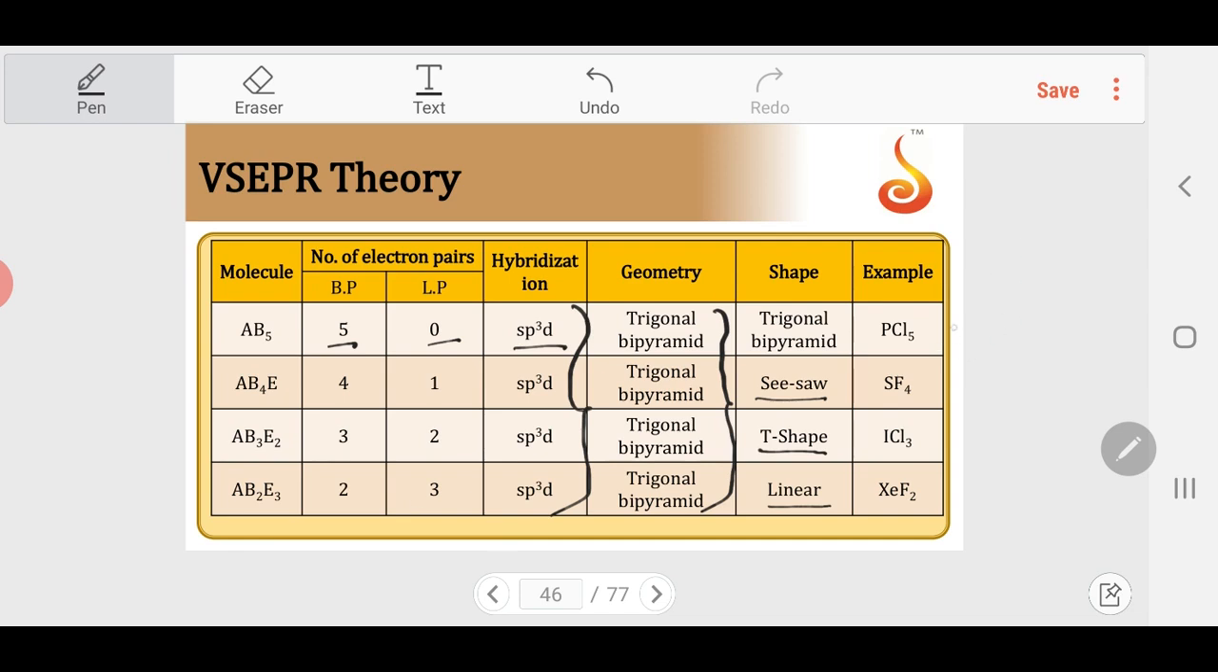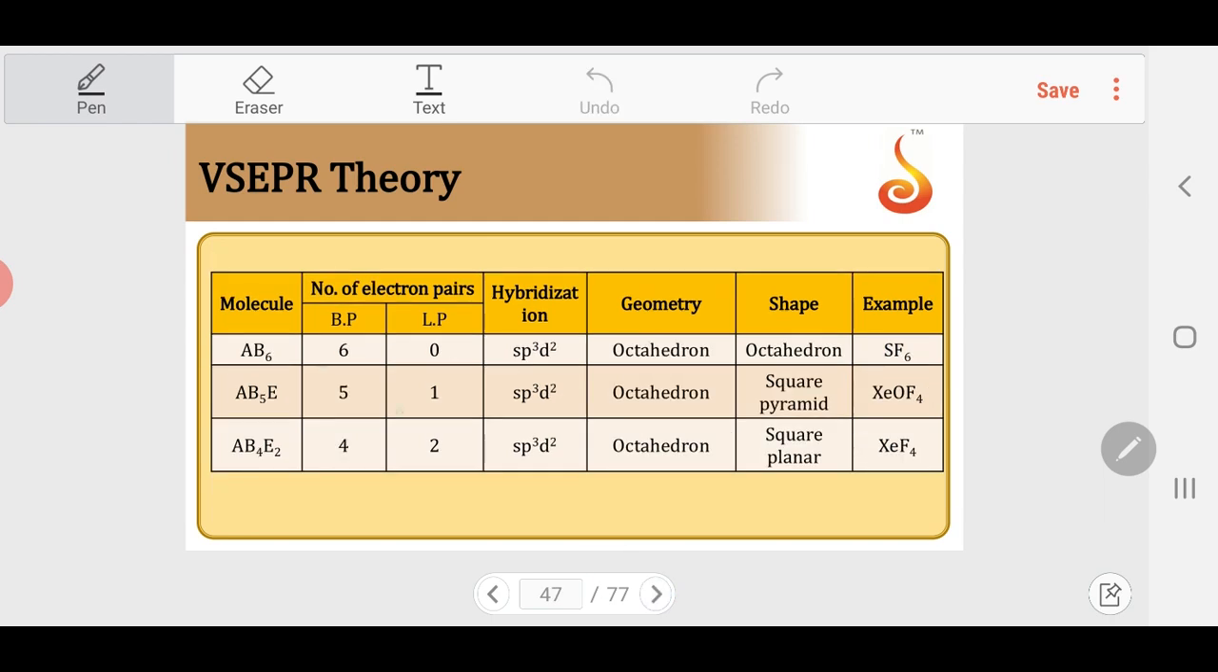Examples: for 5 bond pairs it is PCl5, 4 bond pair and 1 lone pair is SF4, 3 bond pair and 2 lone pair is ICl3, and 2 bond pair and 3 lone pair is XeF2. So 4 shapes are possible for a molecule with a central atom that is sp3d hybridized, that is trigonal bipyramid, seesaw, T-shape and linear.